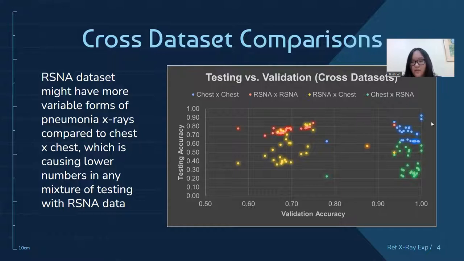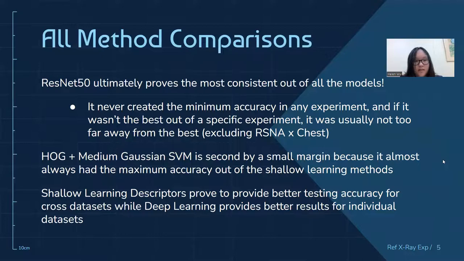So out of all the methods, ResNet 50 ultimately proved to be the most consistent because it never created the smallest accuracy in any kind of experiment. However, the HOG and medium Gaussian SVM proved to be second only by a small margin because it was always the best out of the shallow learning methods, and it would only be a little bit lower in accuracy compared to ResNet 50. And overall, shallow learning descriptors proved to have better testing accuracy for cross data sets, while deep learning would provide overall better results for individual data sets, as well as a higher validation accuracy overall.